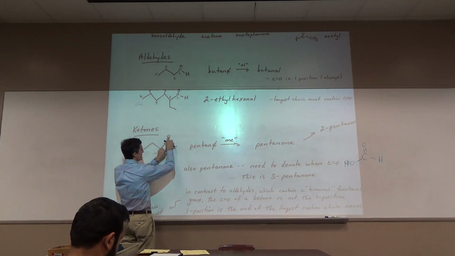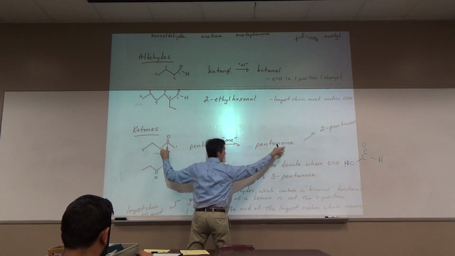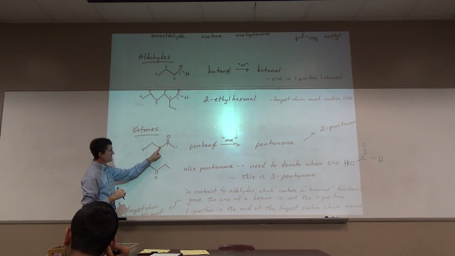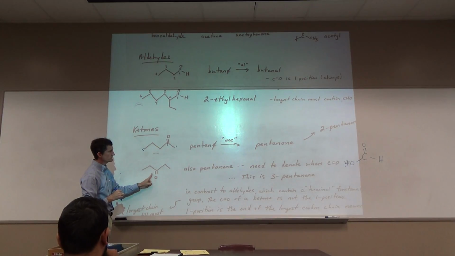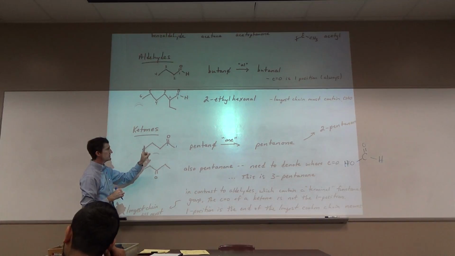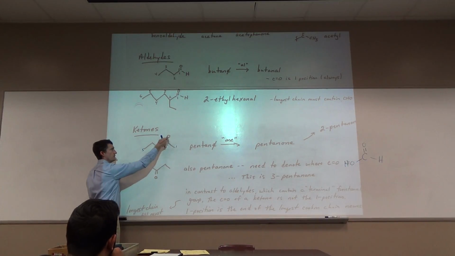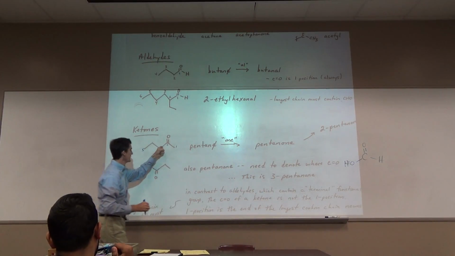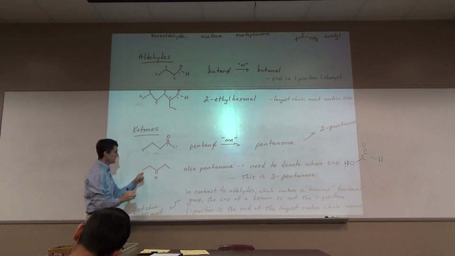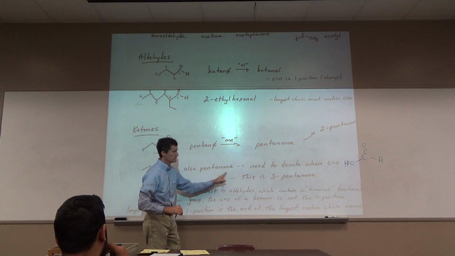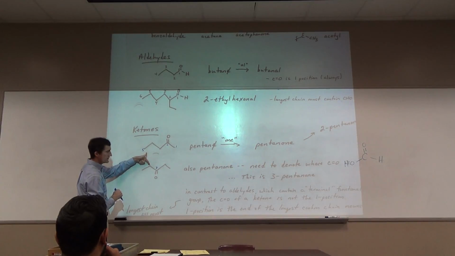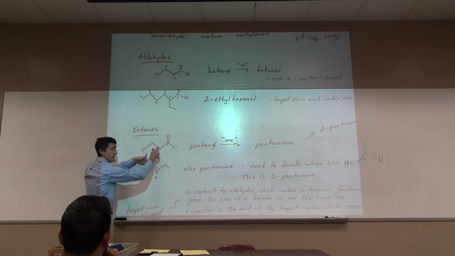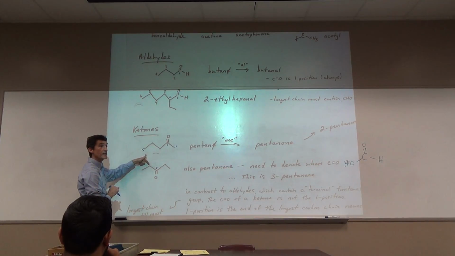It's a ketone, so we're replacing the E with -one. Pentanone. But if that's pentanone, what is this? 3-pentanone. It's also pentanone. We need to denote where the carbonyl is. The carbonyl is at the 2 position, so this is 2-pentanone. And what is this? 3-pentanone. What if the carbonyl is here? 4-pentanone? No, it'd be 2-pentanone. The carbonyl there would be the same as that, just turned around. There's no such thing as 4-pentanone.